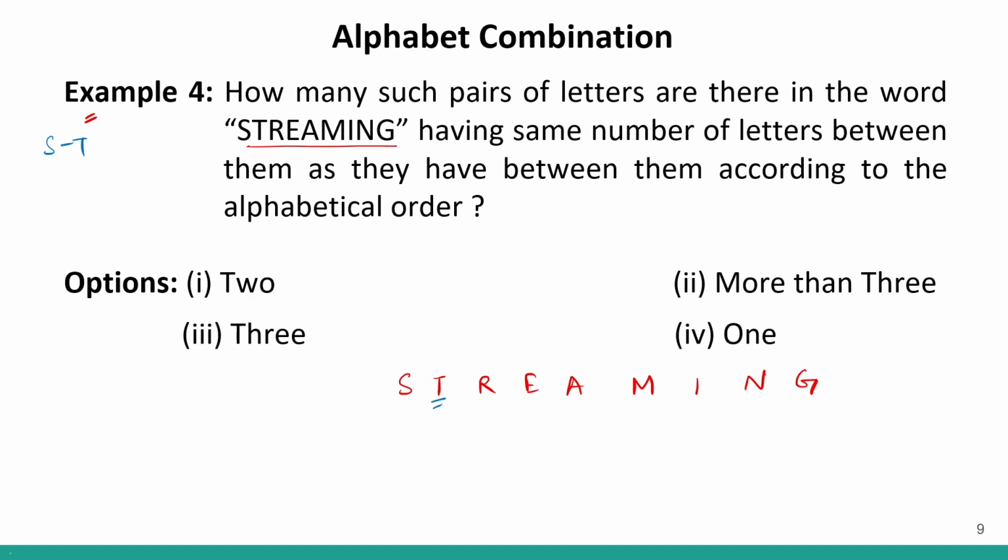After T, we have U, V, W, X, Y, Z. So, is there anything in common? No. So, we will move forward to R. After R, we have S, T. Similarly, in forward direction, S, T, U, V, W, X. Is there anything common? No. So, we will move on to E. Okay? E, F, G, H. Similarly, this side, F, G, H, I, J. Is there anything common? No. So, we will move on to A.